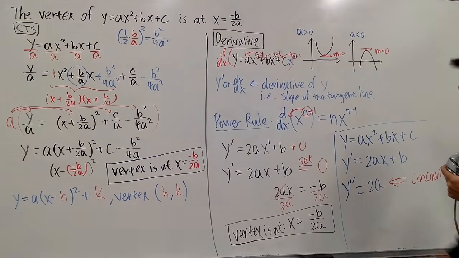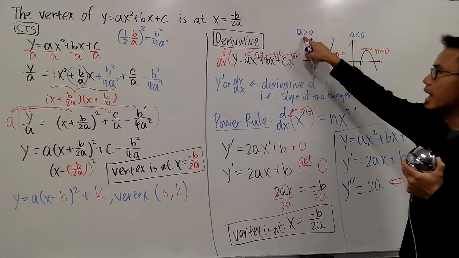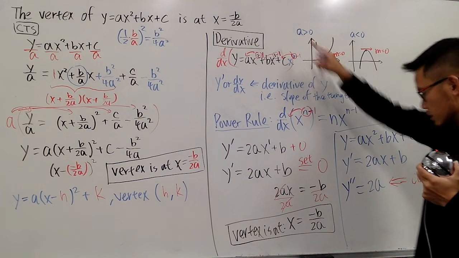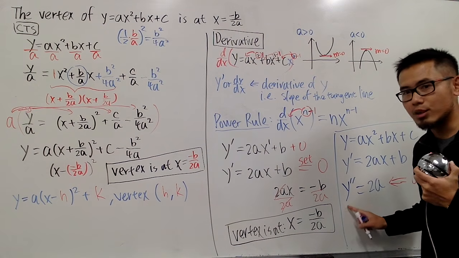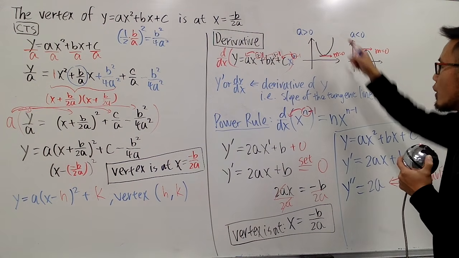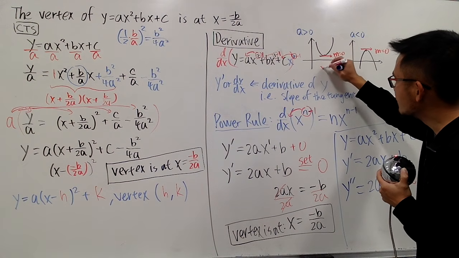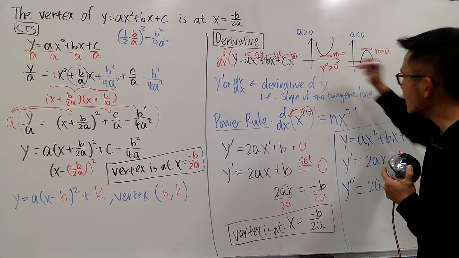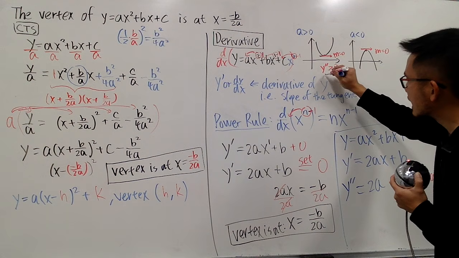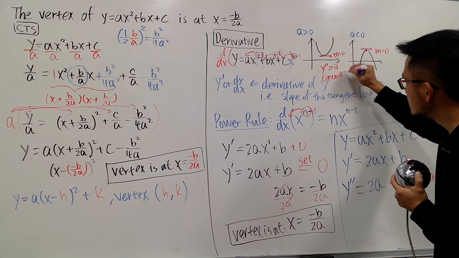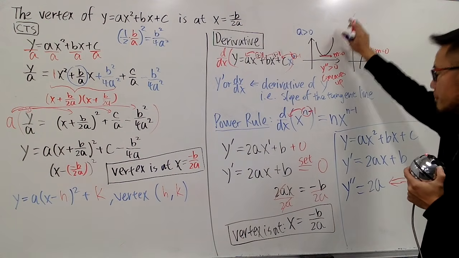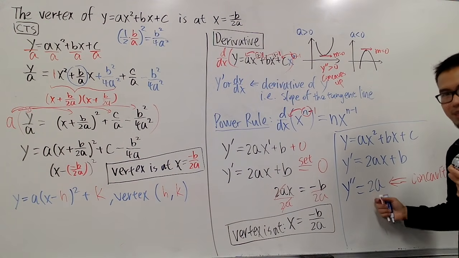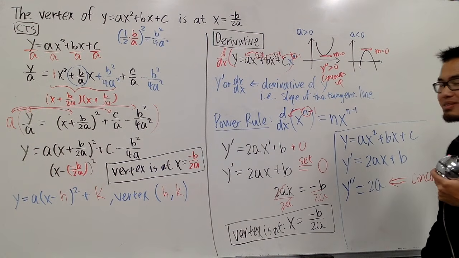But let's just talk about the following. You see, if a is greater than 0 in this case, 2 times some positive number, we will end up with a second derivative being positive. So that's this situation. When we have the second derivative being positive, the graph concaves up, right? Opens up. And it's always open up because it's just 2 times a. It only depends on the a value.